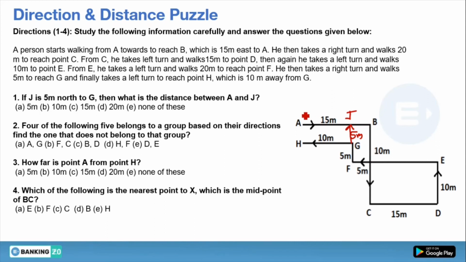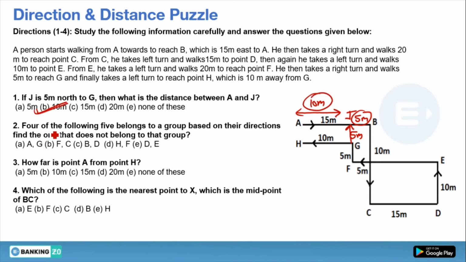Now we have to find the distance between A and J. We know that J is a point which is on A and B, and the total distance of A and B is 15 meter. From this point to F, 5 meter is already covered over here. Till J, 5 meter is already covered. J and B, F and this point, these two lines are parallel, so the distance will be equal. The total distance of A and B is 15 meter. 5 meter is covered by J and B, so the remaining 10 meter will be the distance of A and J. So the correct answer is option number B.